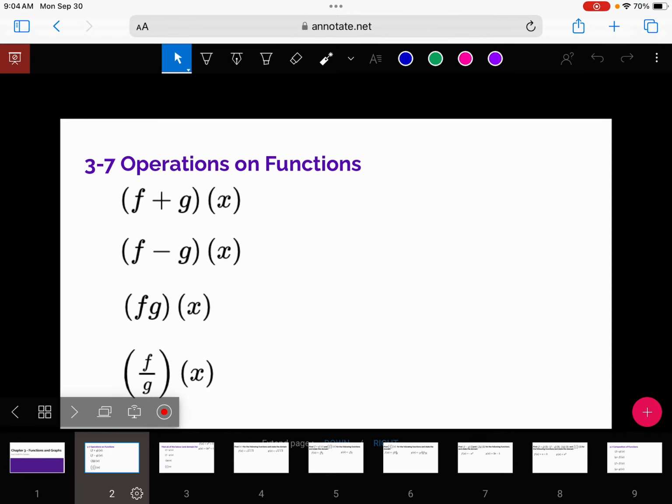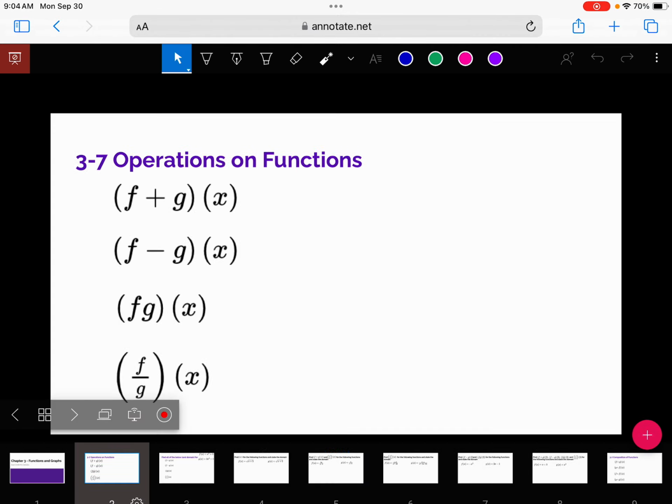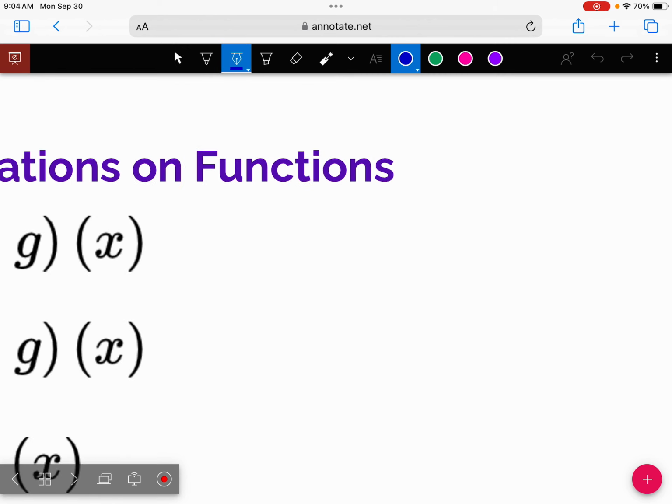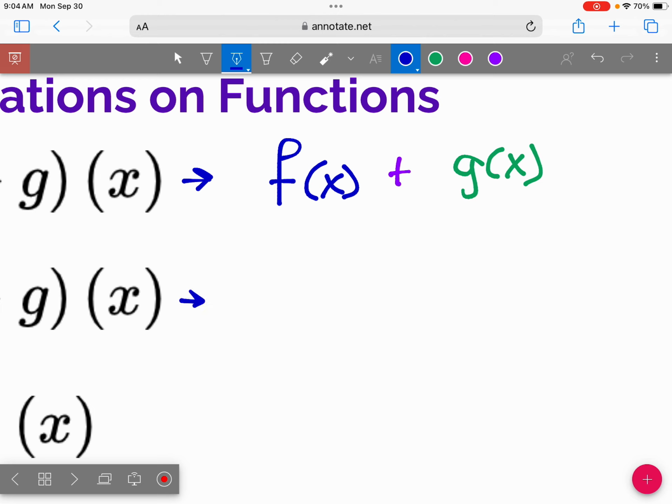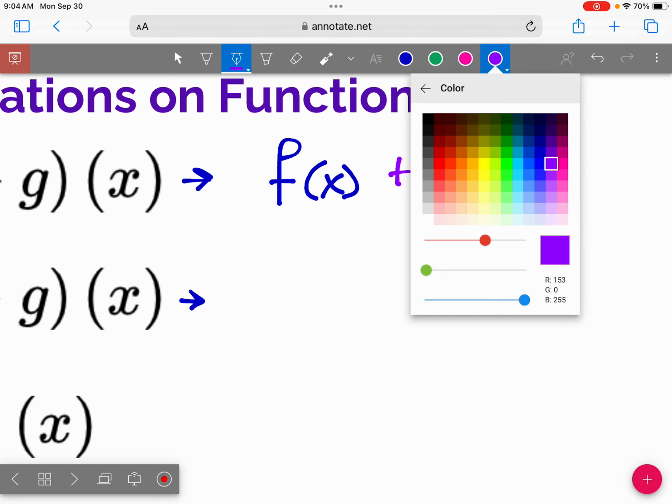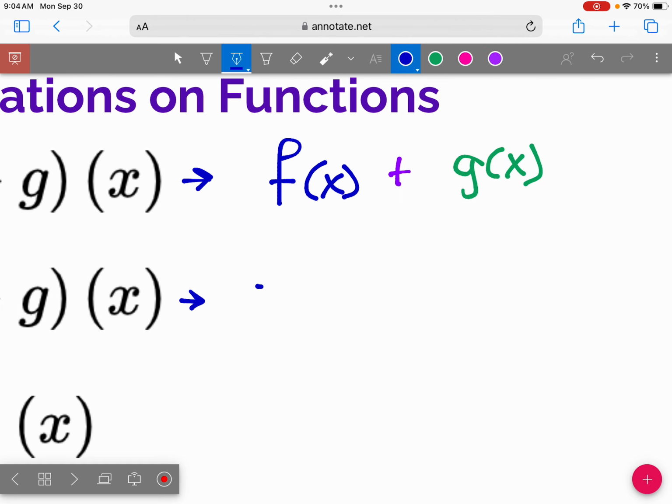What this really means is, if we have a statement that says f plus g of x, we're going to take f of x and add g of x. So we can just take the two function rules and add them together. Same thing with the next one. If we're given f of x and g of x and we're asked to subtract them, we take our f of x and subtract the entirety of our g of x.